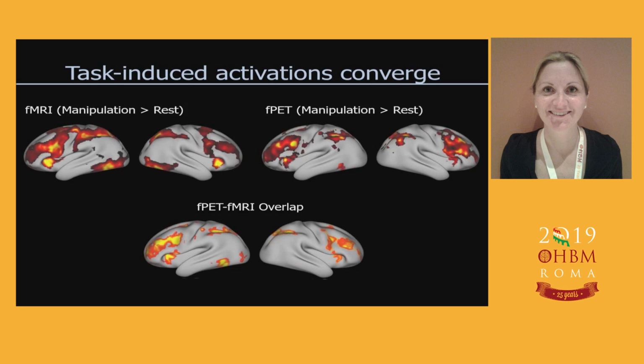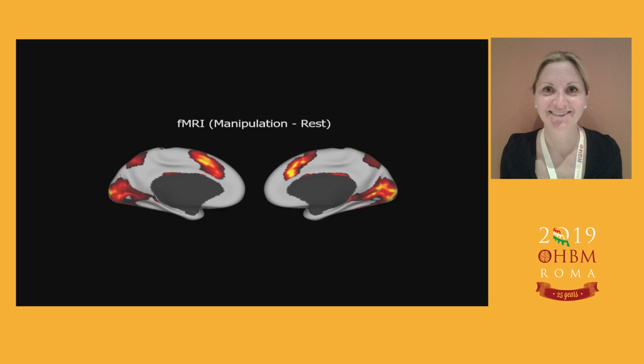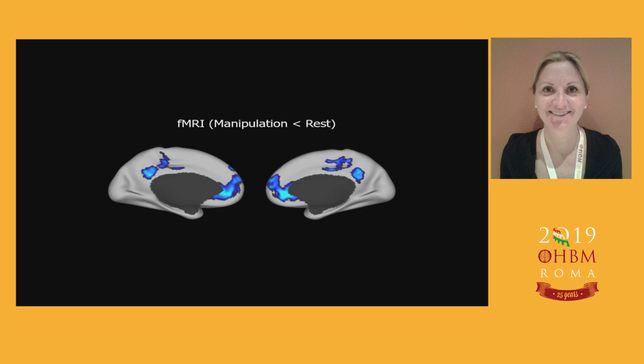So now if we go back to the manipulation versus rest contrast here, and just focus in on that, to appreciate also the deactivations, so the flip side of the contrast. We see, of course, on the medial surface here, the default mode network deactivations. And now, instead of overlaying the fMRI activations, I will show the PET data in conjunction with the default mode network deactivations.